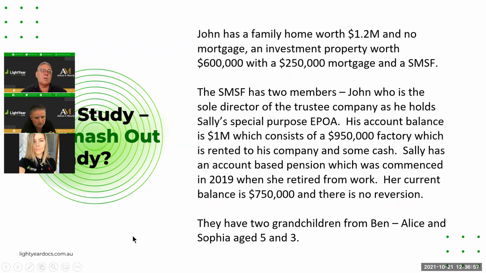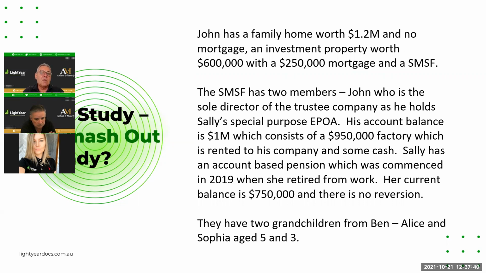John has a family home worth $1.2 million and no mortgage, so he's exposed there. An investment property worth $600,000 with a $250,000 mortgage, and a SMSF. The SMSF has 2 members, John, who's the sole director of the trustee company, as he holds Sally's special purpose EPOA. His account balance is $1 million, which consists of a $950,000 factory, which is rented to his company, and some cash. Sally has an account-based pension, which commenced in 2019 when she retired from work. Her current balance is $750,000. There is no reversion. We've got 2 grandchildren from Ben, which are Alice and Sophia.